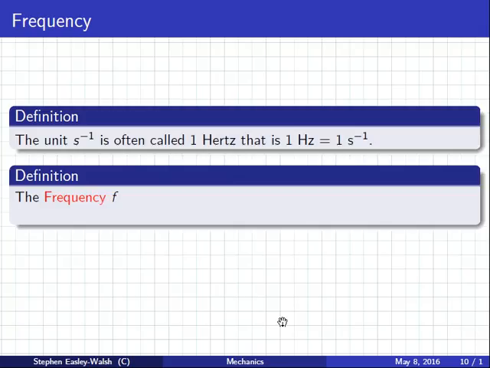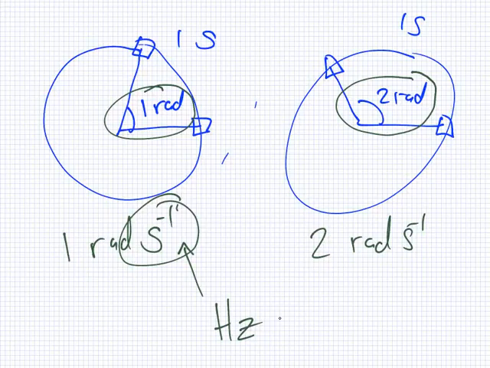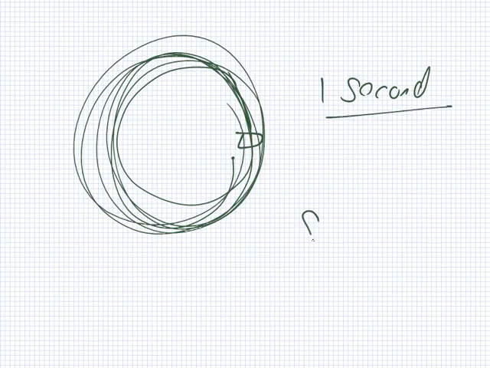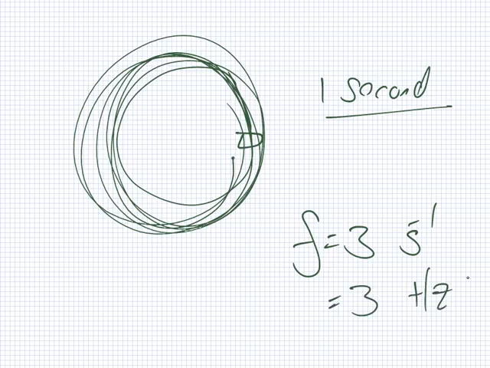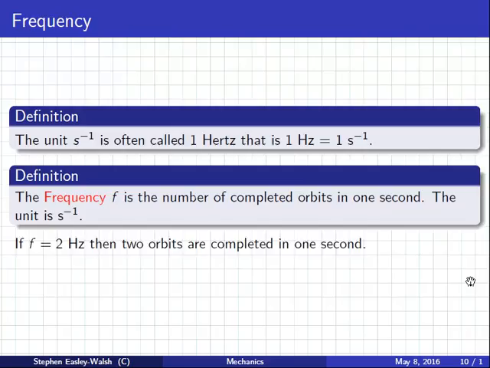So, the frequency f is the number of orbits in 1 second. And the unit, of course, is per second. For example, if this car goes around 1, 2, 3 times in 1 second, we say the frequency is 3 per second or 3 hertz. So if f equals 2, then 2 orbits are done in a second.